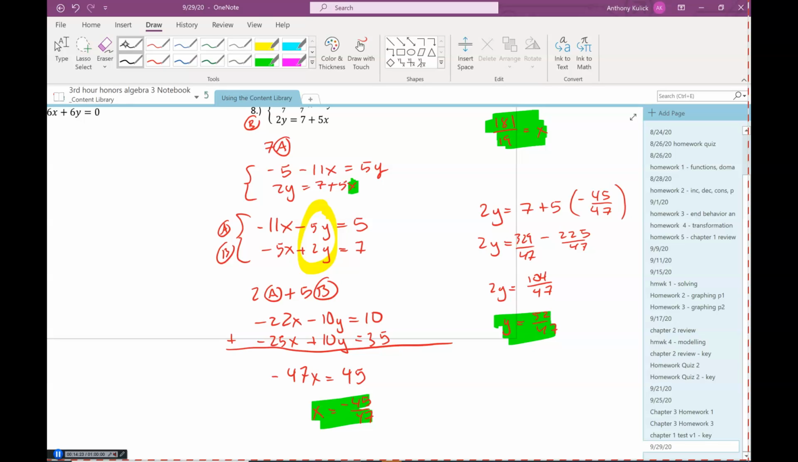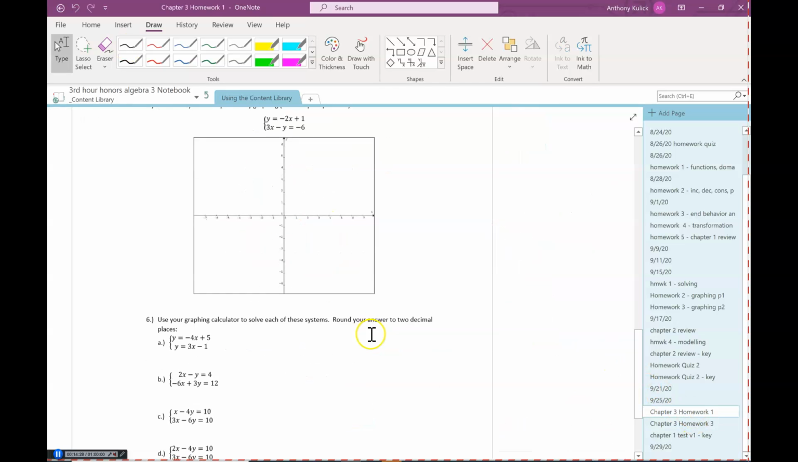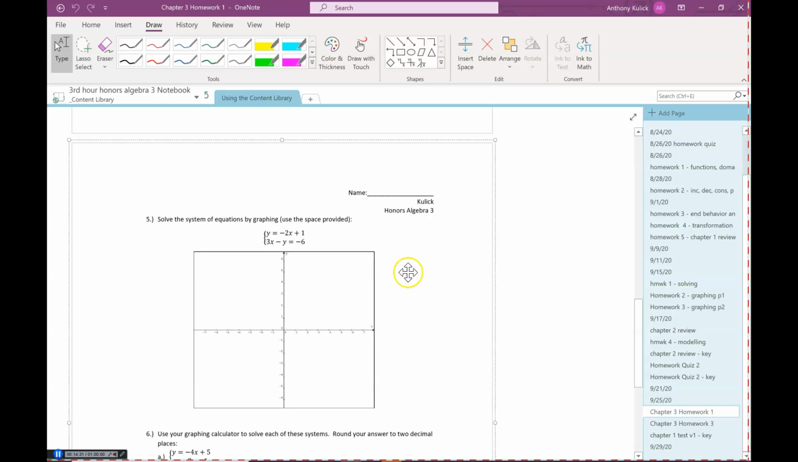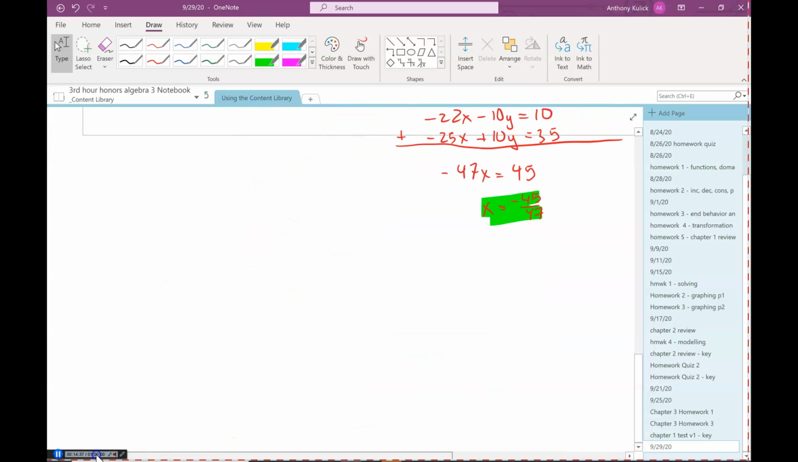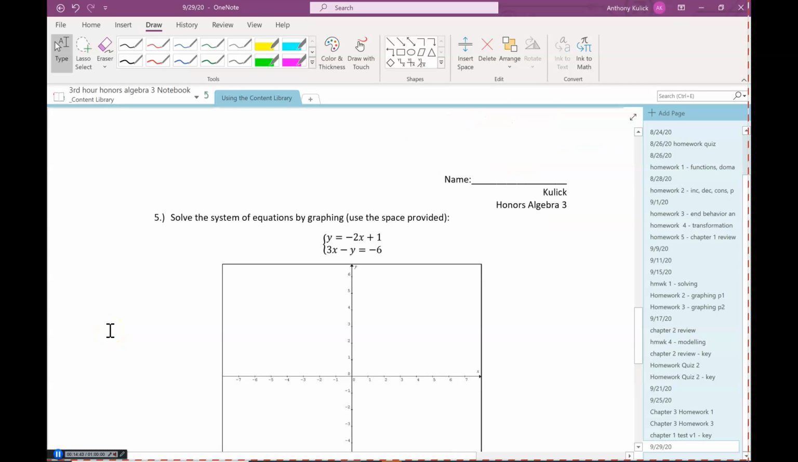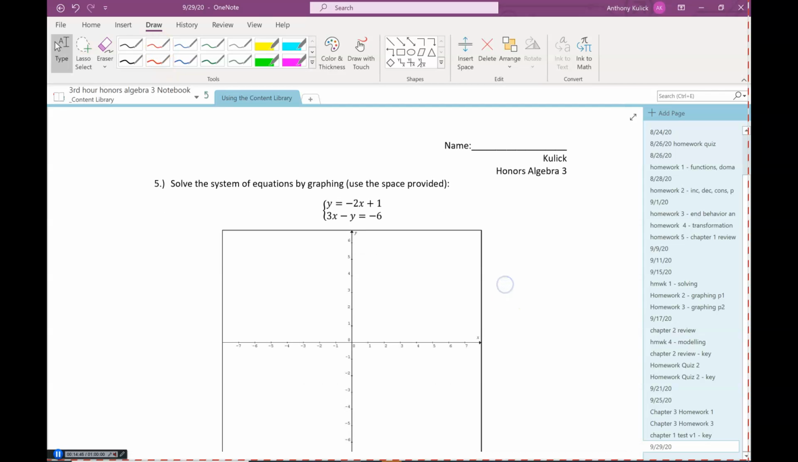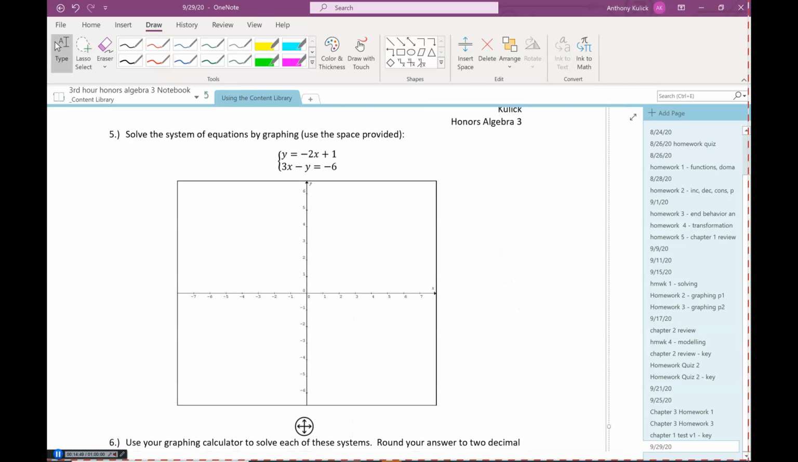Homework 1, number 5. Now this is probably going to be kind of tough to do on OneNote and get a good straight line out of this, but we'll do our best. So for the first one, let's make our XY table. So I'll pick X to be 0 and Y can be 1. And then maybe I'll pick X to be 5 and then y would be -9.